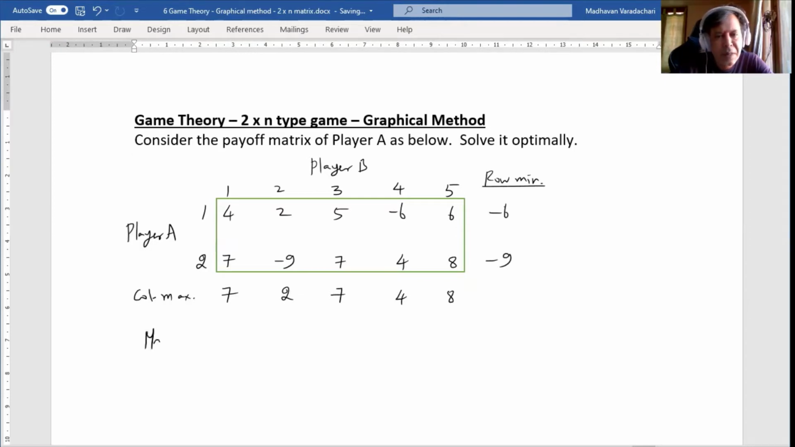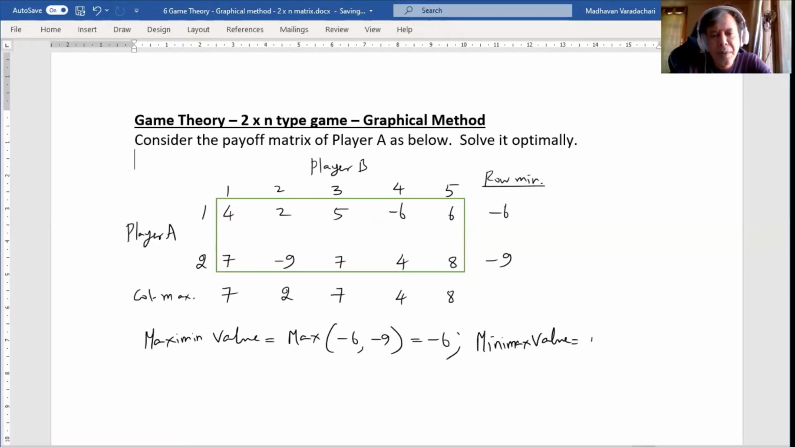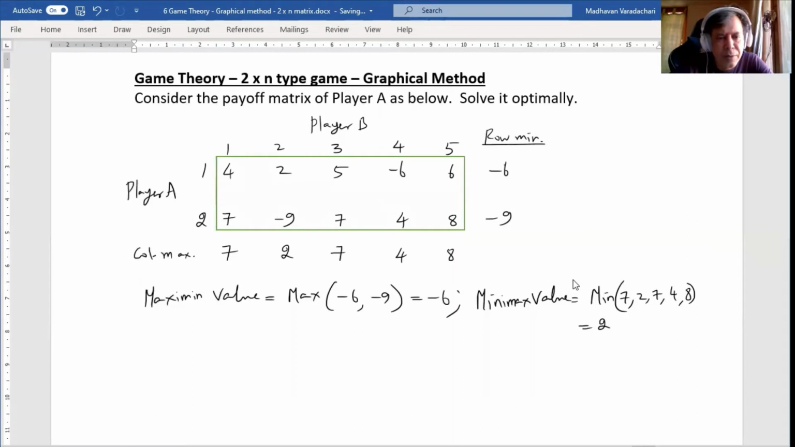So the maximin value is the max of -6 and -9, which is -6, and then the minimax value is the minimum of all the column max values 7, 2, 7, 4, 8. So the minimum is 2. So of course here the maximin value is not equal to the minimax value. So this game does not have a saddle point.